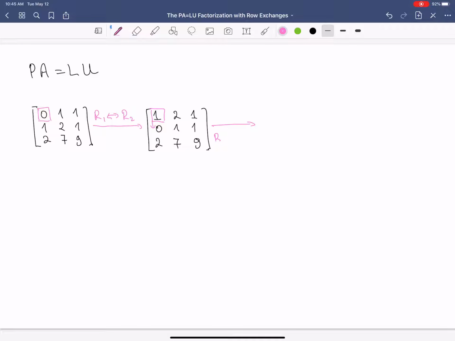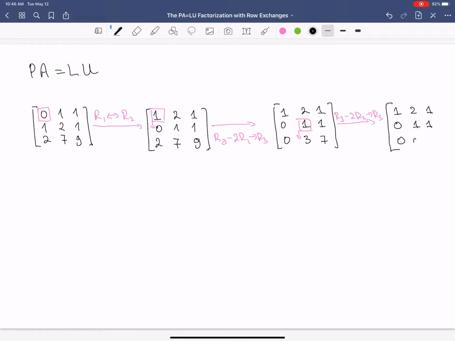We have R3 minus 2R1 into R3. We get 1, 2, 1, 0, 1, 1. Then 2 minus 2 is 0, 7 minus 4 is 3, 9 minus 2 is 7. Then we go to the second pivot in the second row, second column. We eliminate underneath. The operation is R3 minus 2R2 into R3. And we get the matrix 1, 2, 1, 0, 1, 1, 0, 0.